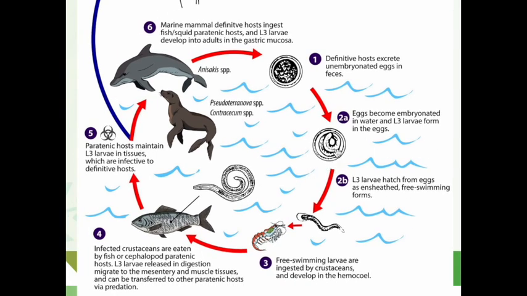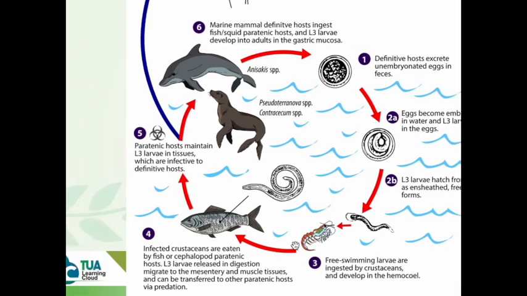From here, the eggs will hatch, releasing the L3 larva, and then our first intermediate host will ingest these larvae. So what is our intermediate host? Crustaceans or microcrustaceans such as shrimps. So the shrimps will eat the larvae and become infected. The parasite will then further develop in the intestine of the shrimp. But then, this shrimp will eventually be eaten by fish.